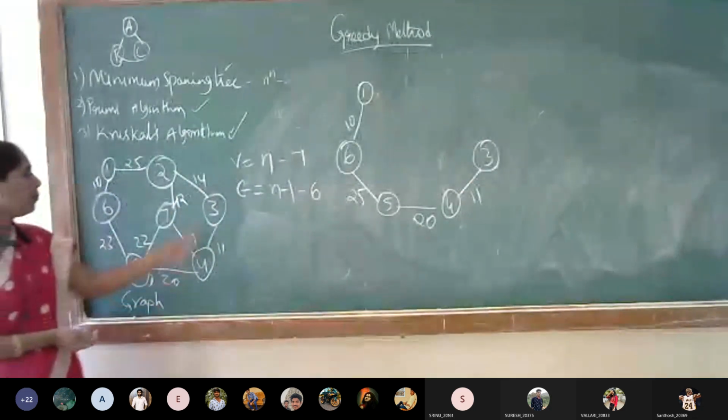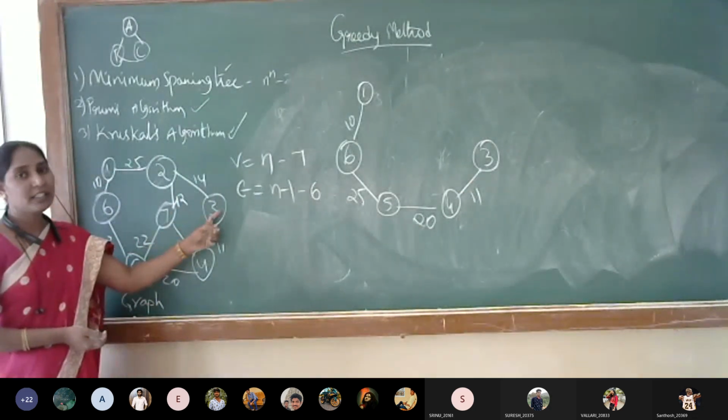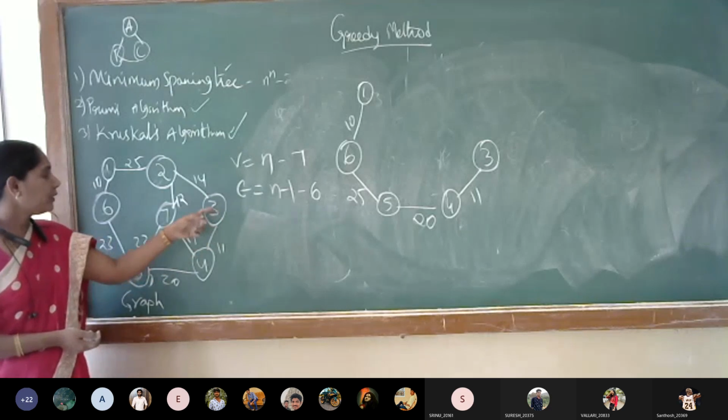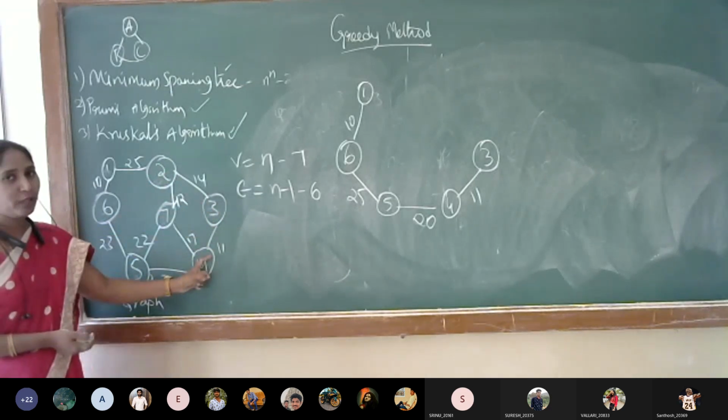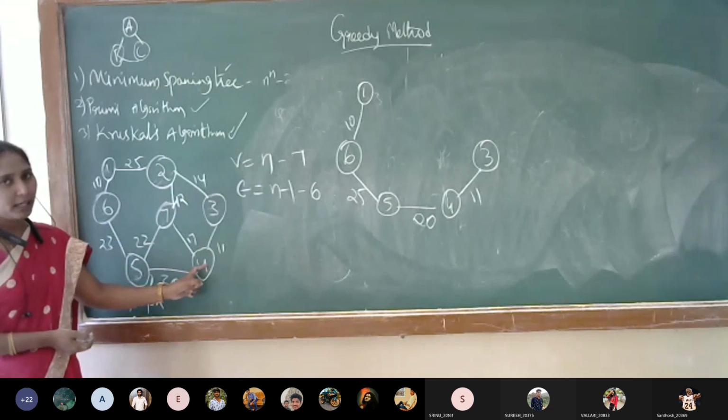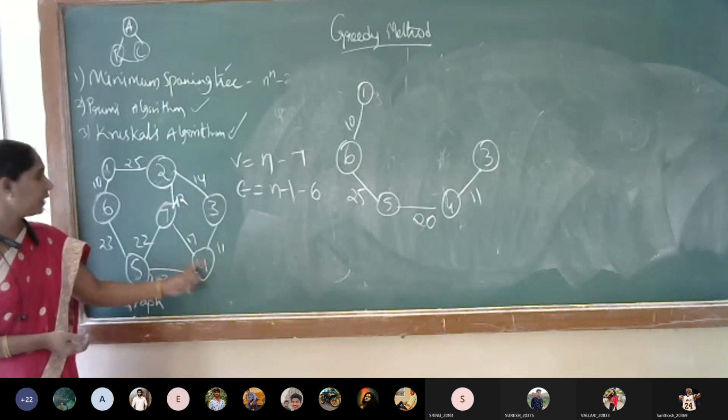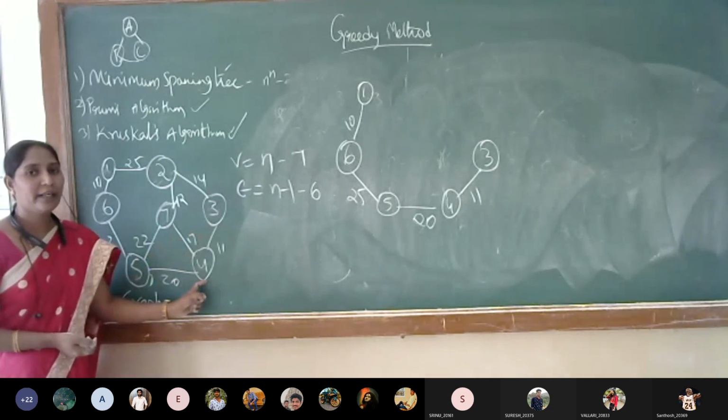Okay, then it will be finding the adjacent vertices of 3. Vertex 3 is having not only one, it is having two different adjacent vertices, that is 2 and 4. This 4 is already visited.